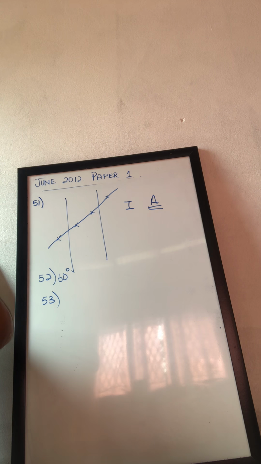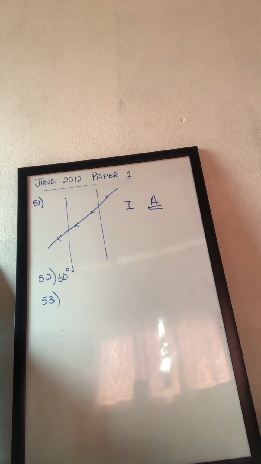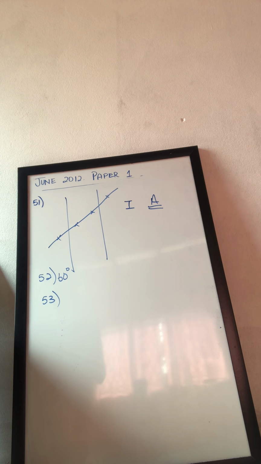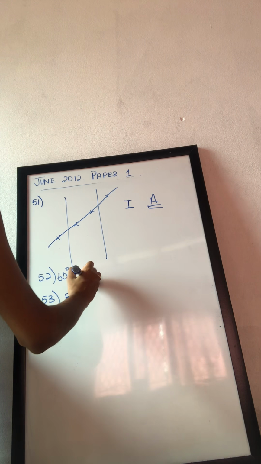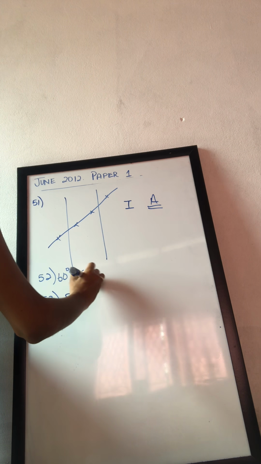53. Right, so the right angle above, now we know tan theta is opposite over adjacent. The opposite is 5, the adjacent is 12, the hypotenuse is 13. So opposite over adjacent, that will be 5 over 12, which is B. 60, this was C.